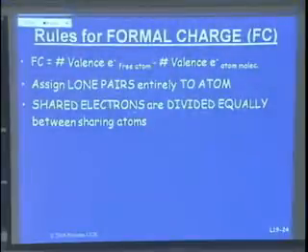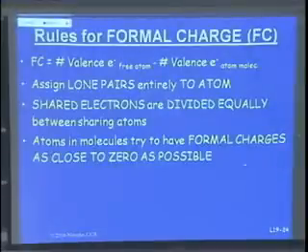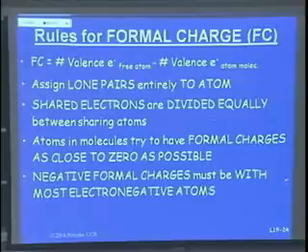You share the electrons, and they are divided equally between the sharing atoms. Divided equally, okay? Now, the atoms and molecules try to have formal charges as close to 0 as possible. So if you have too many formal charges, there's something wrong. And the negative formal charge, of course, has to be with the most electronegative atom. So if you give the electropositive atom the negative formal charge, you're also doing something wrong, okay?